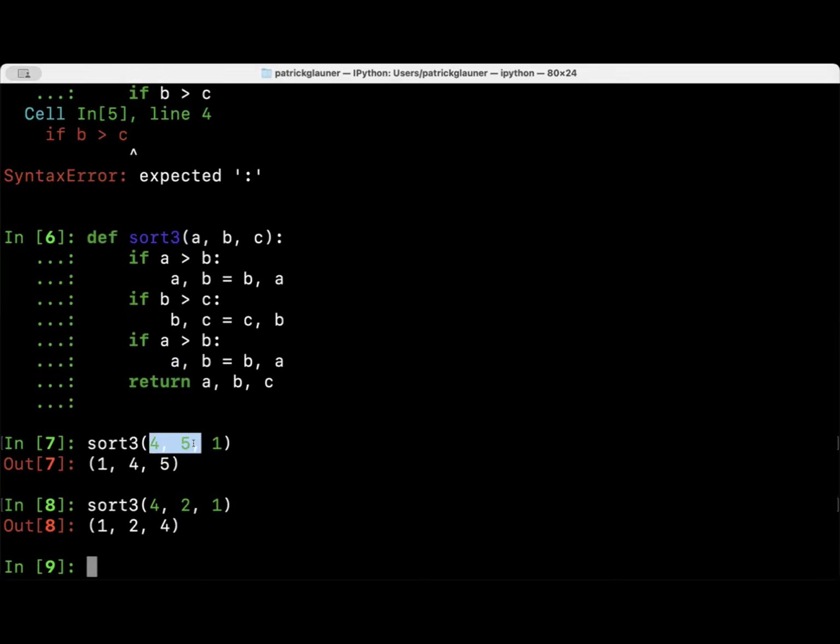They are in order, but I flip B and C, and then I still need to check A and B again. That's why I have this check here twice, because I first need to bring A and B in order, then B and C, but then a smaller value may have been moved here and I need to check them again. Does this help for the explanation?